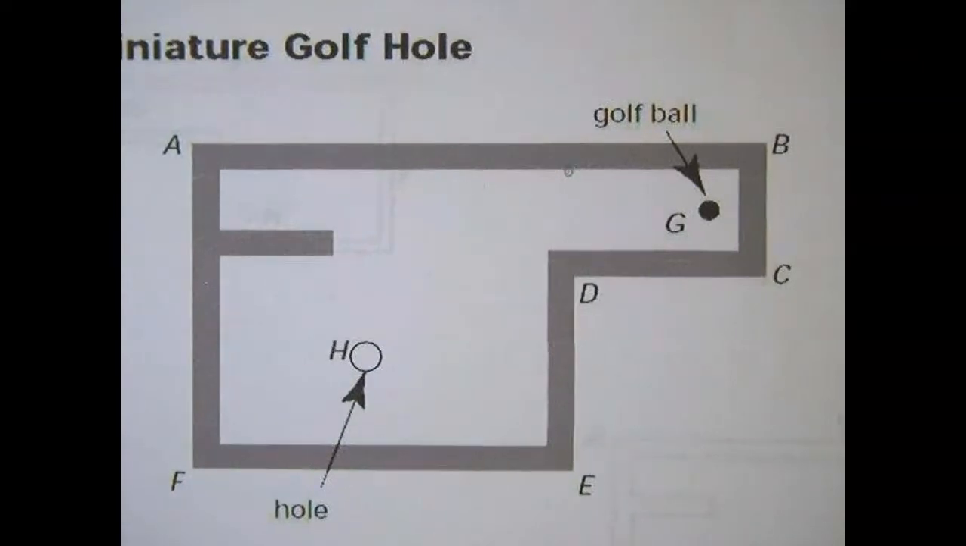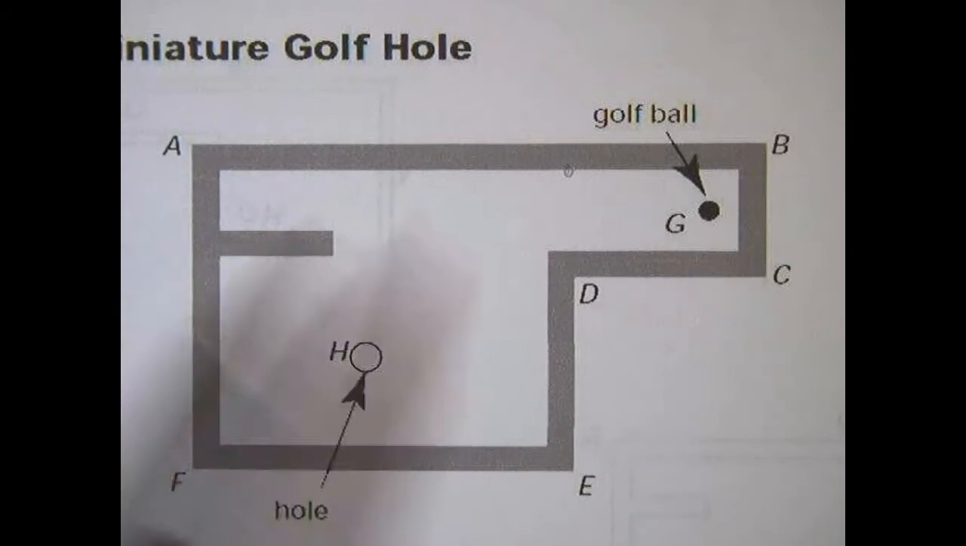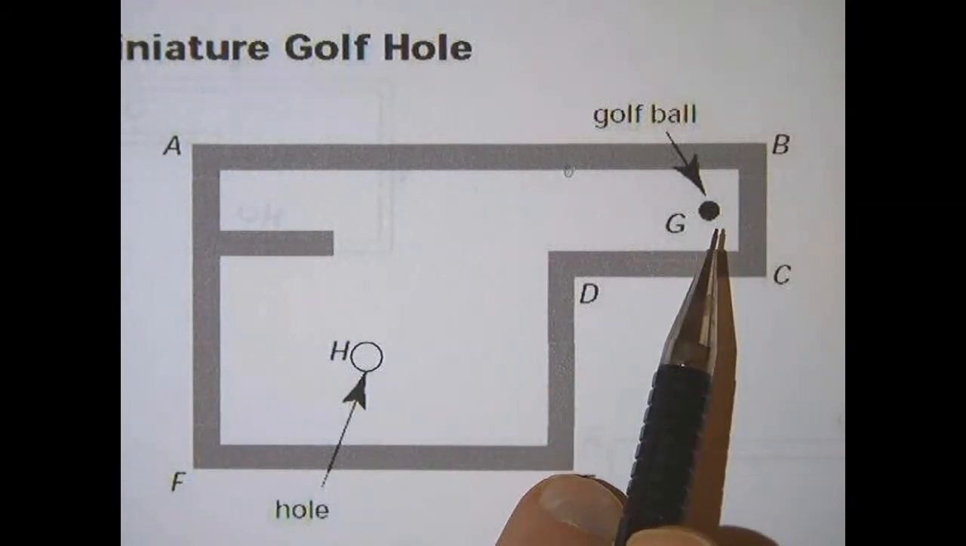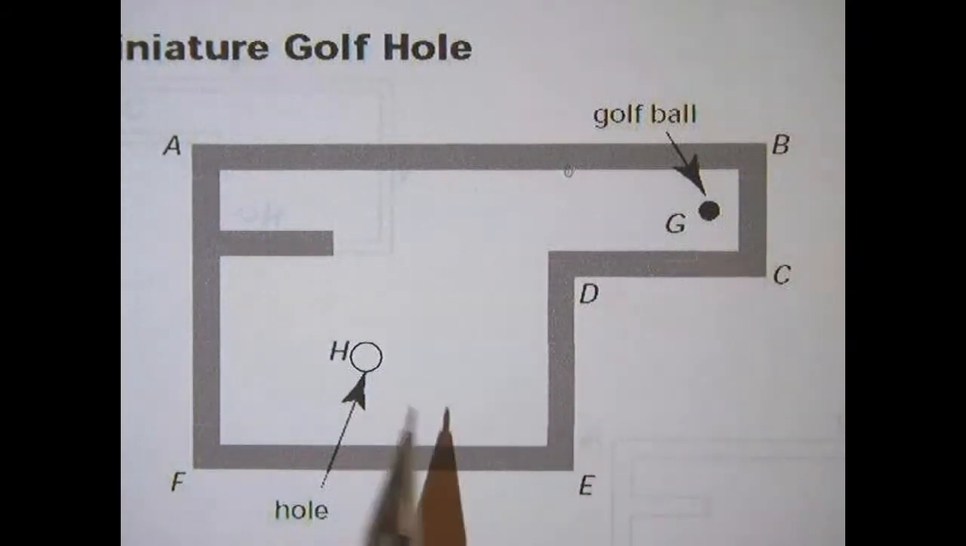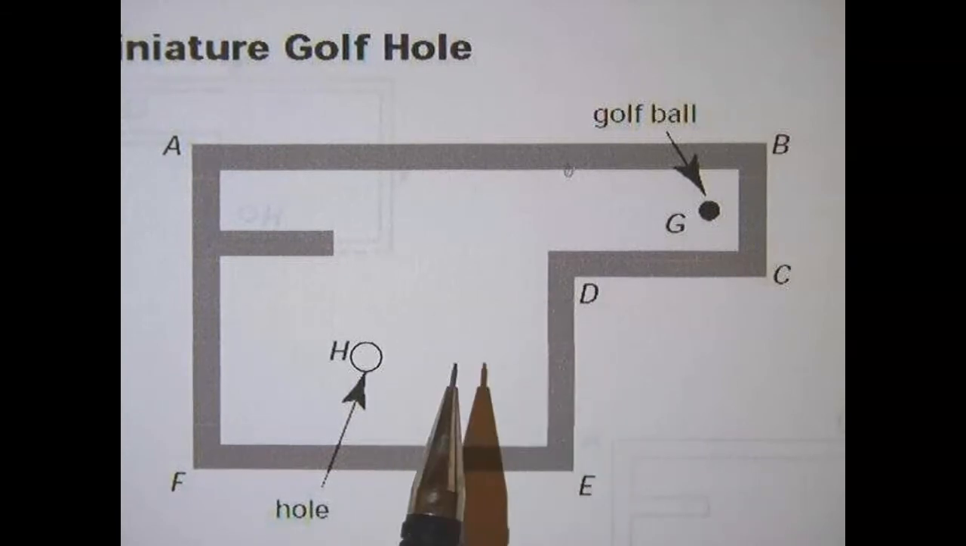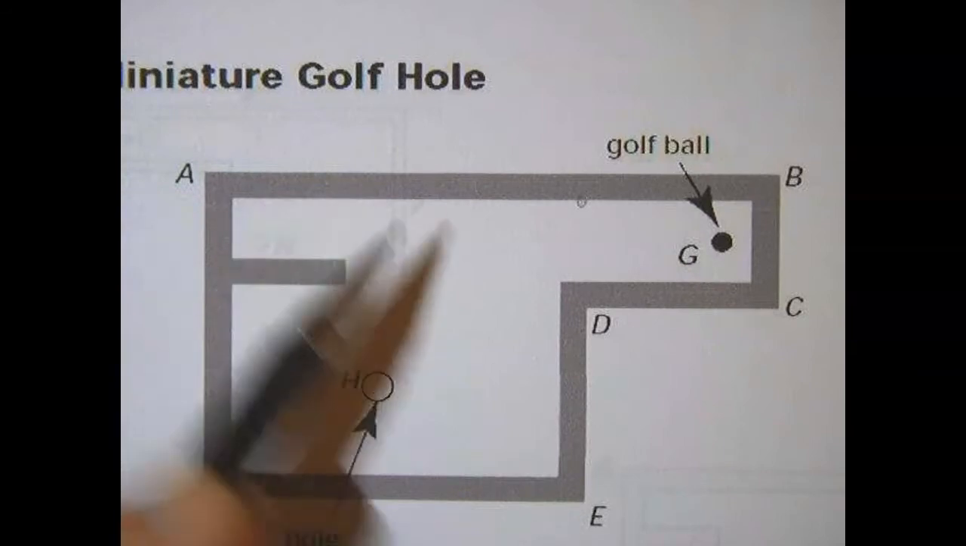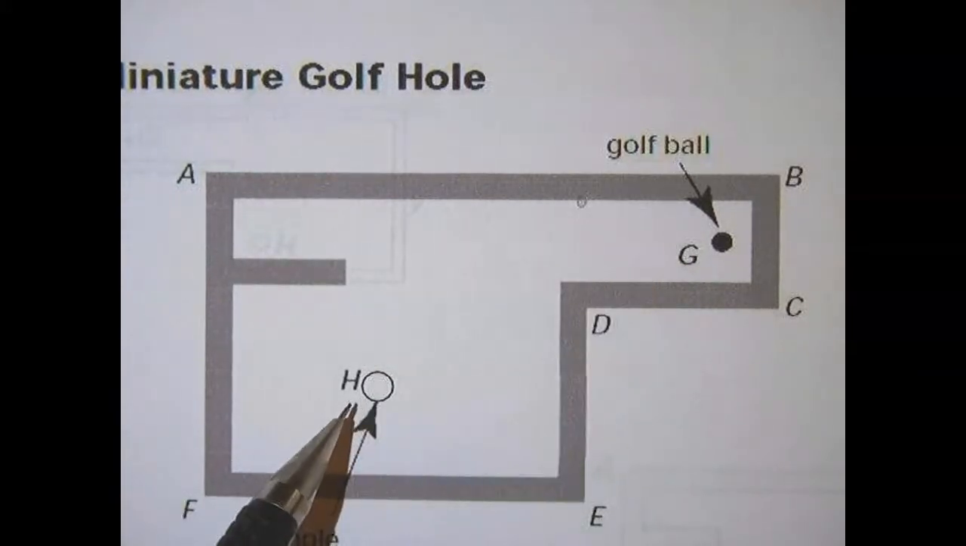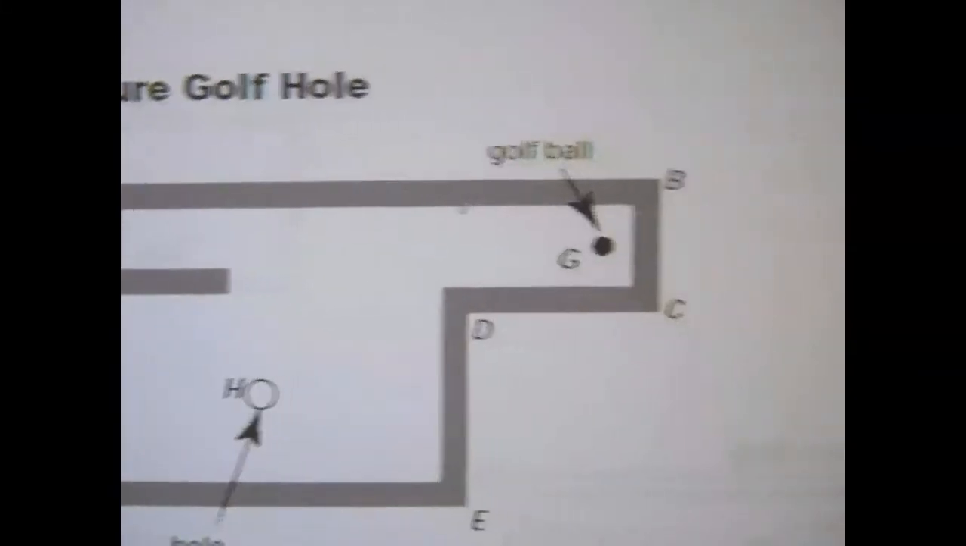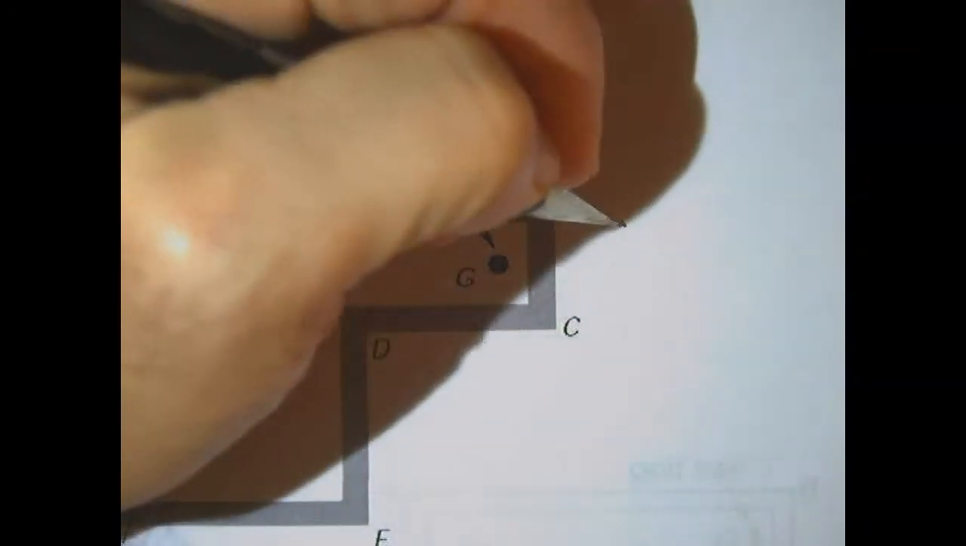Okay, so the first step when we want to do this is we always want to work backwards. So we want to aim the ball towards the reflection of the hole. Now this is a fairly simple case because this is just a single wall. We're just going to bounce it off of wall AB, but we want to aim the golf ball at the reflection of the hole. So the first thing we're going to do is find H prime.